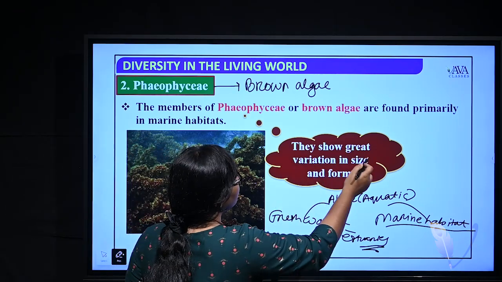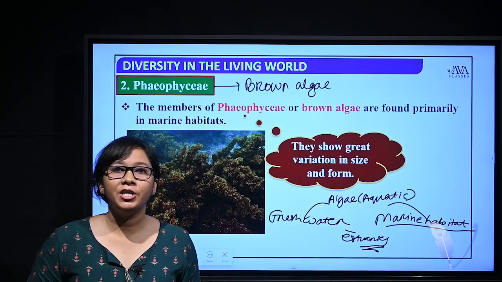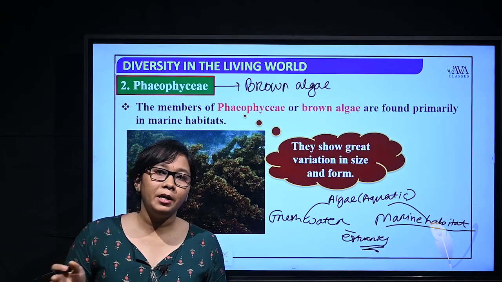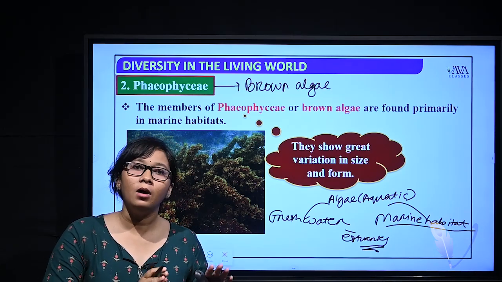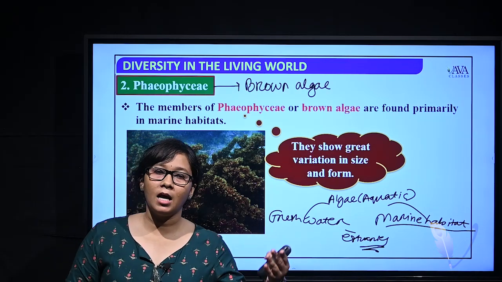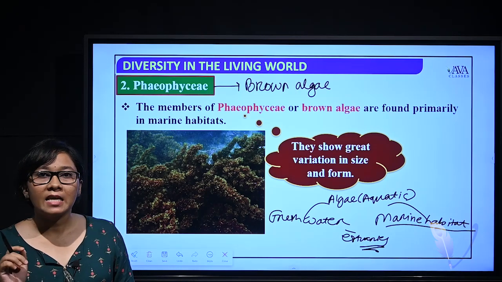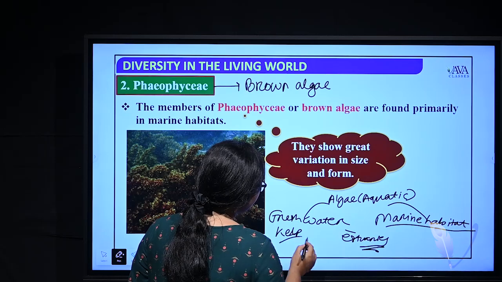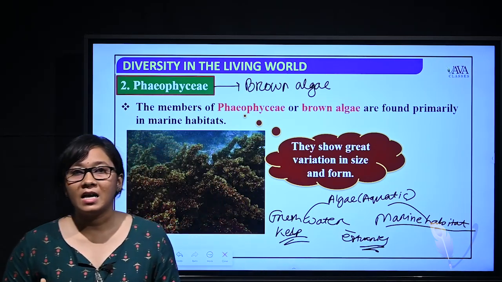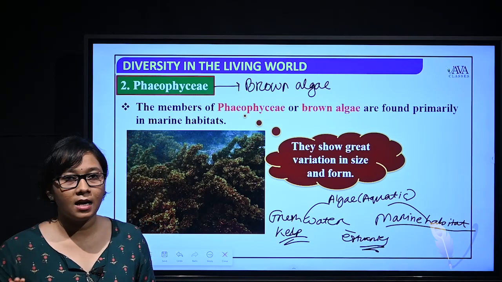They show great variation in size and form. It means their size differs completely from the rest of the algae, from the green algae as well as from the red algae. One alga is kelp. It is the largest alga. Research has found that they are the largest algae.